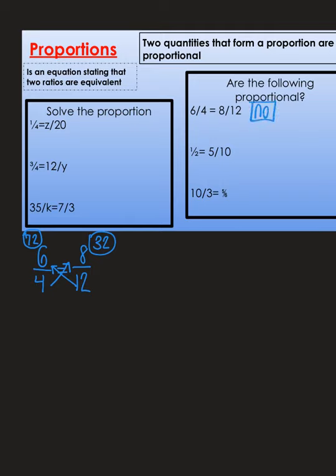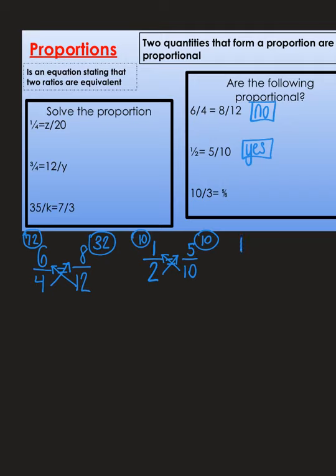Okay. The next one, again, I prefer writing my fractions this way. It's just easier for me to look at. That slant sometimes is hard. I'm going to take again my cross product here. 10 times 1 is 10. 5 times 2 is 10. Again, these two numbers must match. They do. Therefore, that is proportional.